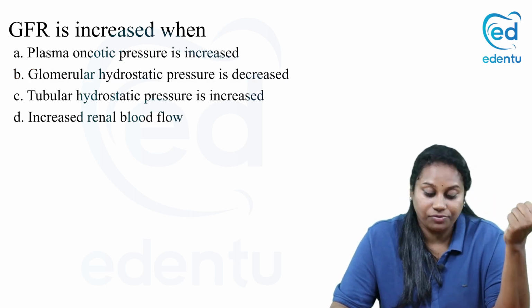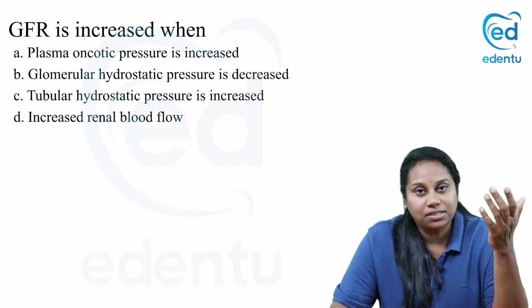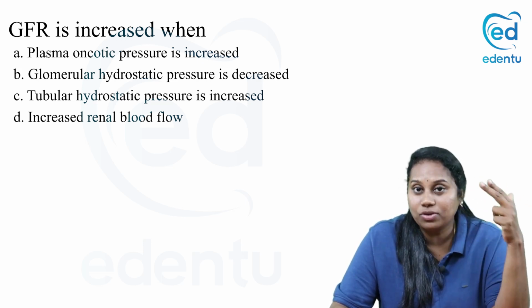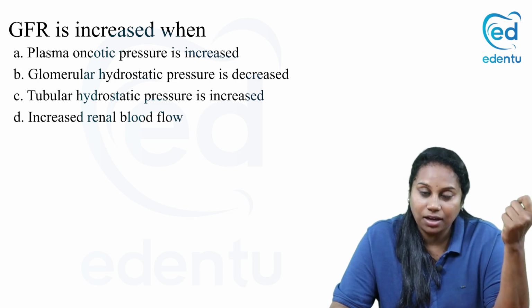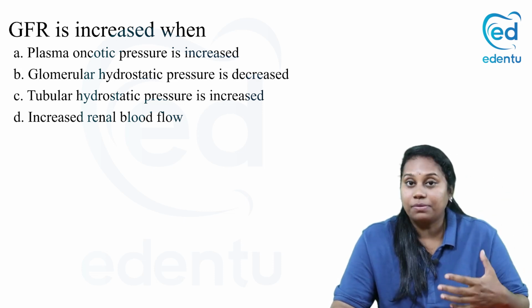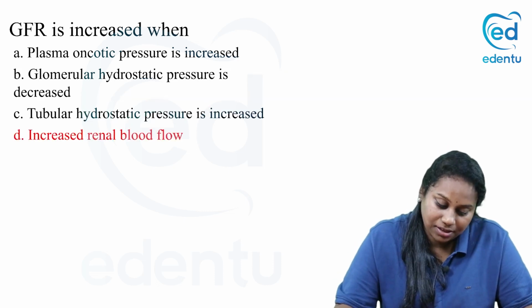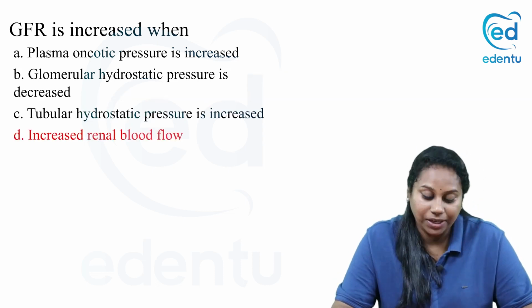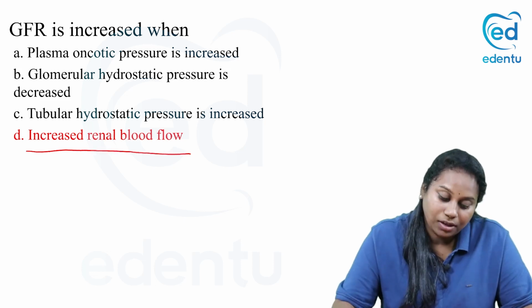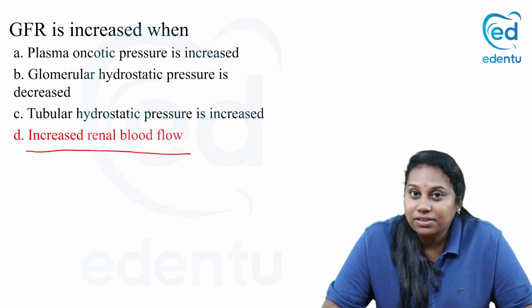GFR is increased when? So this question is about, yes, Starling's forces. Just recall the 4 Starling's forces. Can you get the answer? You can even get the answer by excluding the other options. Yes, the answer is very good. D, increased renal blood flow. So what will happen if there is increased renal blood flow?